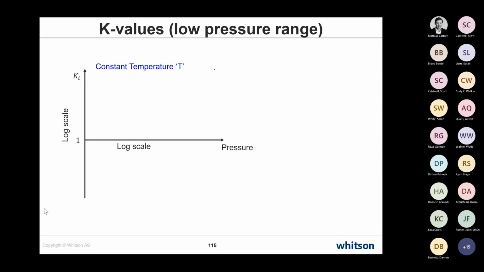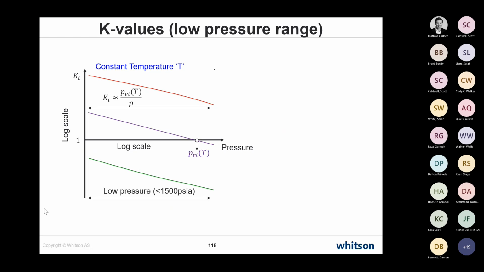K values change as a function of pressure. In the low pressure range, and again, what we're looking at here is for a constant temperature, if you plot the logarithmic value of K values versus pressure, they're linear, and they change as a function of the vapor pressure divided by the pressure itself. So the slope here is -1, so it behaves fairly nicely, if you like.